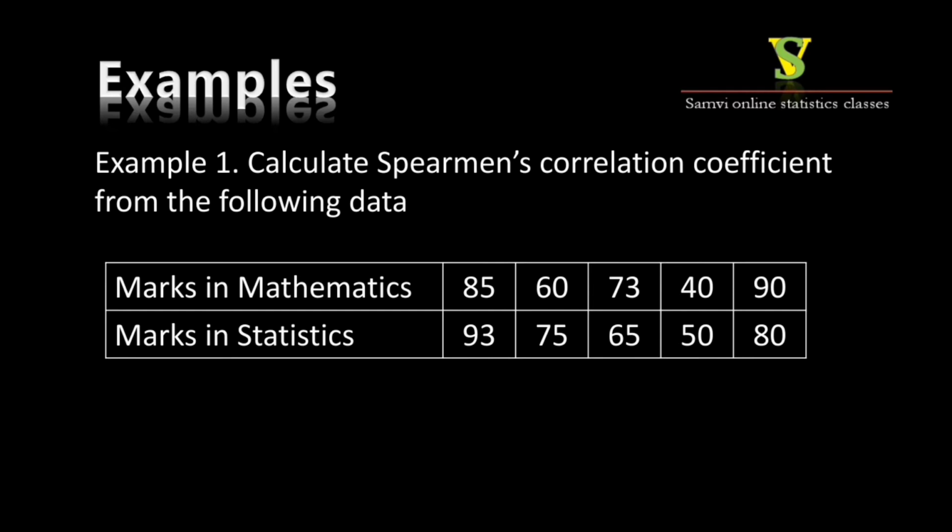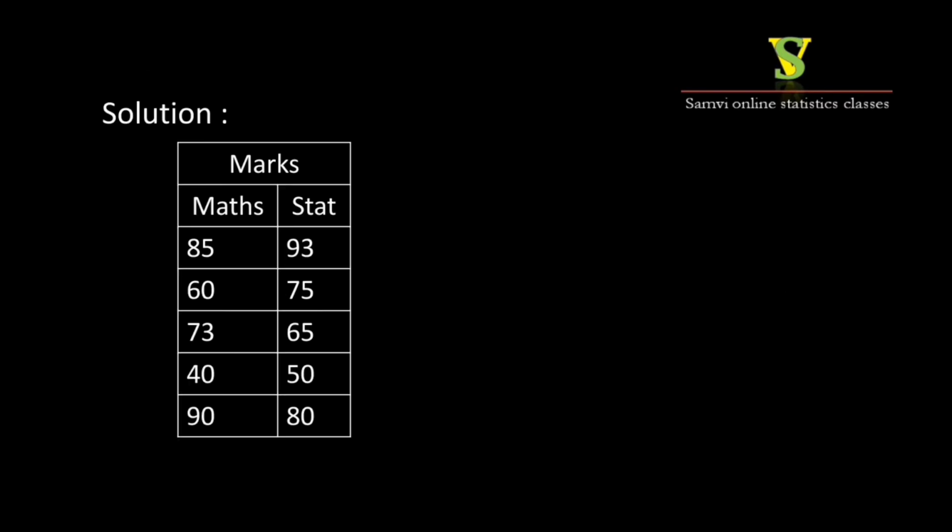Example 1. Calculate Spearman's coefficient of correlation from the following data. Here, marks in mathematics and marks in statistics are given. So you have to find out what is the correlation coefficient between the marks in mathematics and statistics. Let us discuss this one. We have written the marks like this: mathematics 85, 60, 73, 40, 90, and statistics 93, 75, 65, 50 and 80. So first you have to allot the ranks.